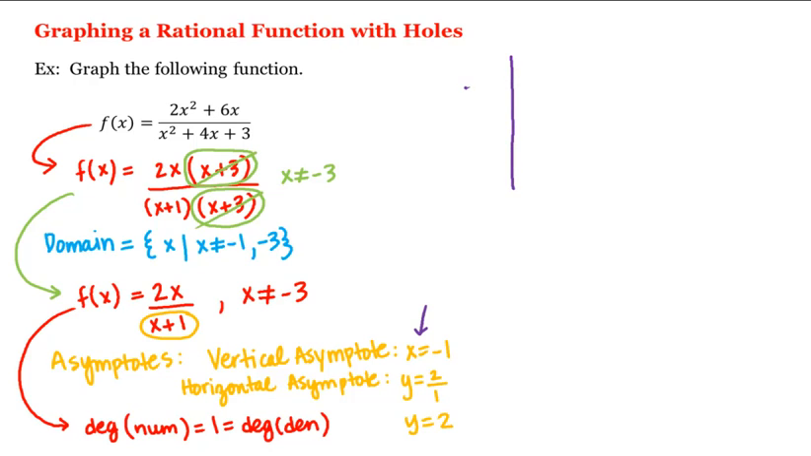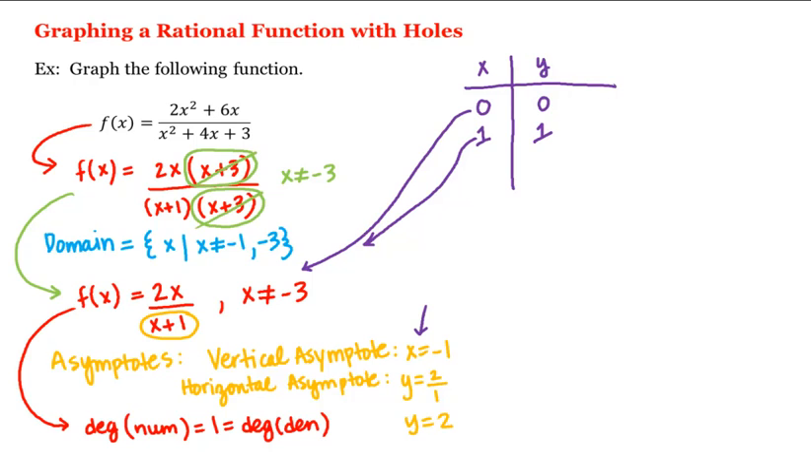Let's make a table. We have x and y. So when x is equal to 0, for example, we can plug 0 in down here, and we get that y is equal to 2 times 0, which is 0, divided by 0 plus 1, which is 1, and 0 divided by 1 is 0. So y is also 0. And when x is equal to 1, we can plug 1 in down here. We get that y is equal to 2 times 1, which is 2, divided by 1 plus 1, which is also 2, and 2 over 2 is 1. So y would also be 1.